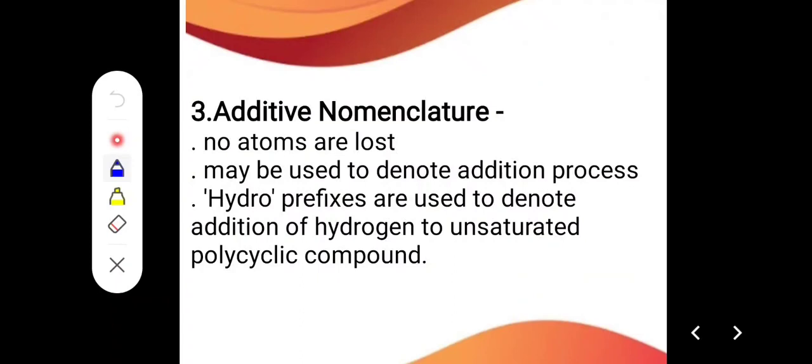Additive nomenclature: no atoms are lost, and it may be used to denote an addition process. Hydro prefixes are used to give the idea that there is addition of hydrogen in unsaturated polycyclic compounds. For example, 2H, 3H are given to show that an addition process has taken place and hydrogens are added.